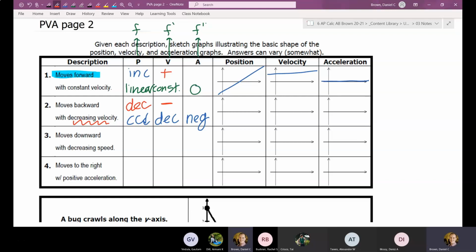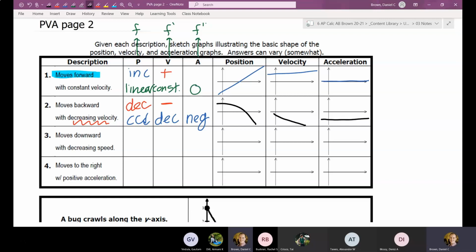So drawing in just a sample, again, there's more than one right answer. I need a position equation that's decreasing and concave down. There we go. My velocity needs to be negative and decreasing, so it's going to be below the x-axis and decreasing. And my acceleration is going to be negative. Again, there's more than one right answer for those. I'm just giving us a general idea of the comparison.